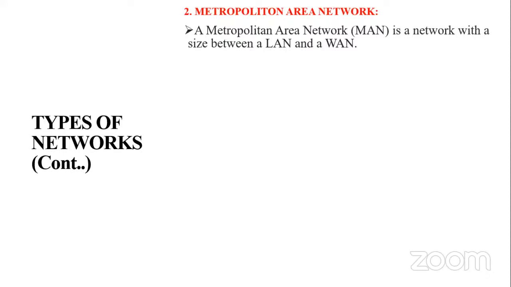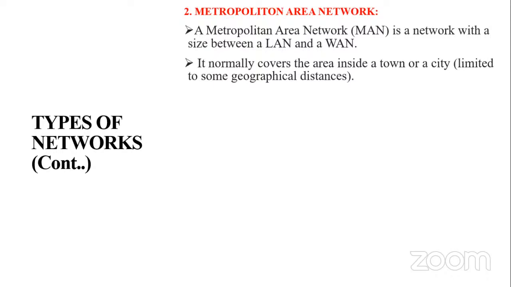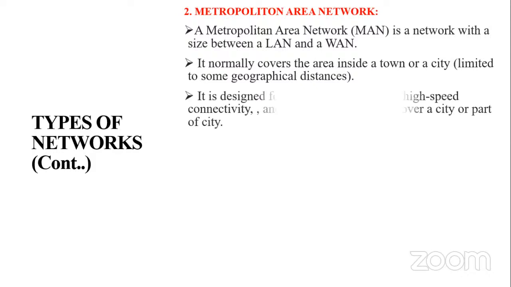Metropolitan area network, MAN, is a network with a size between LAN and WAN. Normally it covers the area inside a town or a city. You can say the network of a house or a building or a company can be called a local area network, and the network inside a city or a town can be called a MAN, metropolitan area network. The network of Hyderabad city will be called a MAN. It is limited to some geographical distances. This MAN is designed for customers who need high-speed connectivity and have endpoints spread over the city.